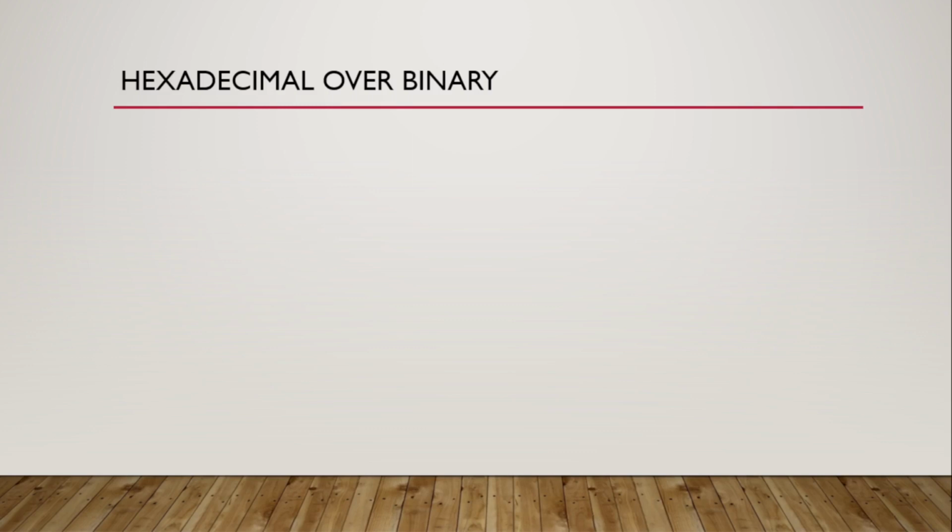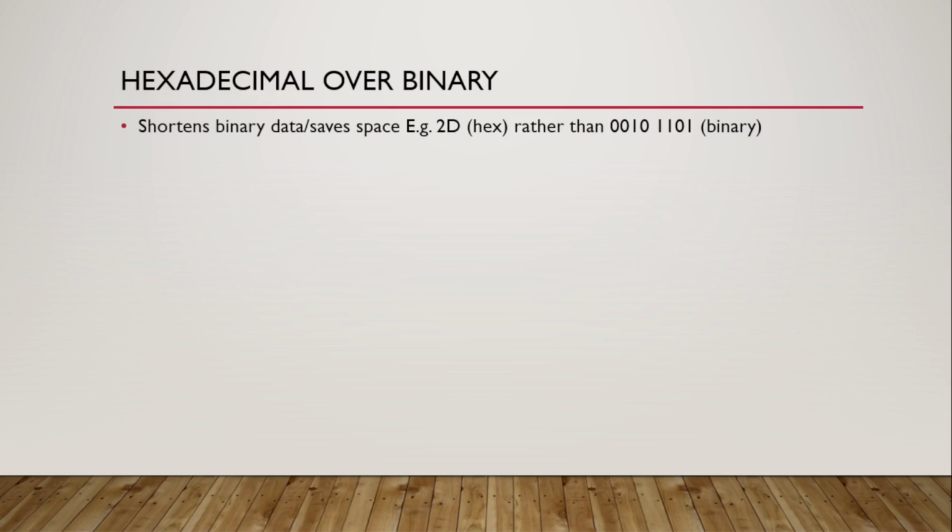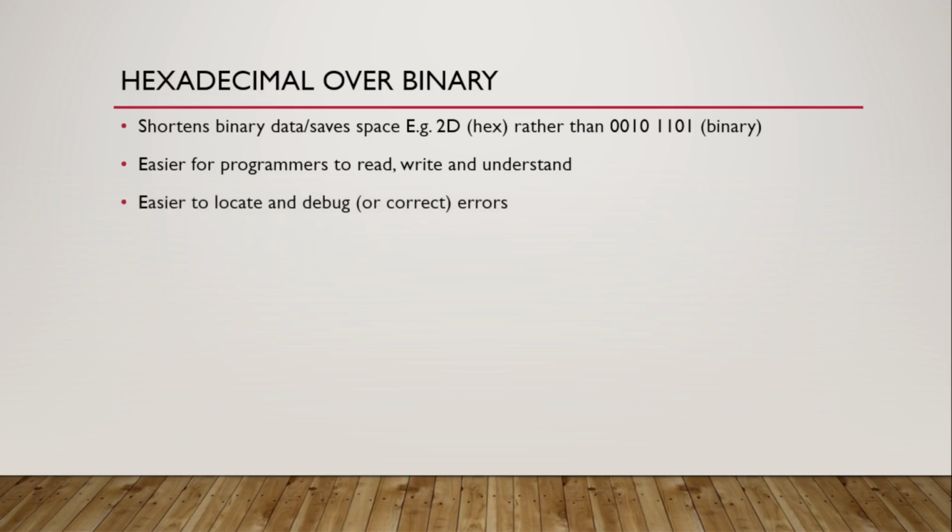Why must we choose hexadecimal over binary? First of all, it shortens binary data or saves space on the screen. Rather than writing 00101101 in binary, we could rewrite it in hexadecimal as 2D. It is easier for programmers to read, write, and understand. It is easier to locate and debug or correct errors.